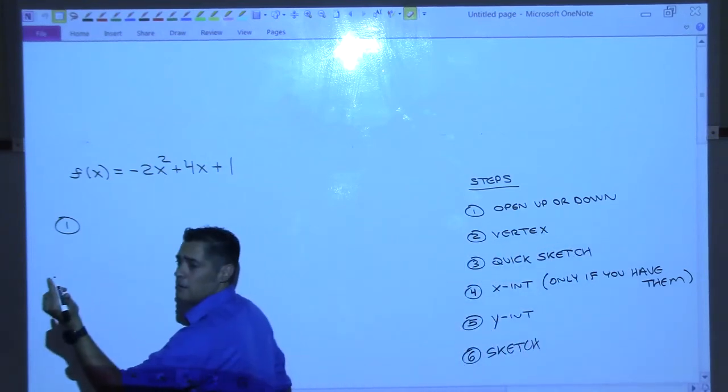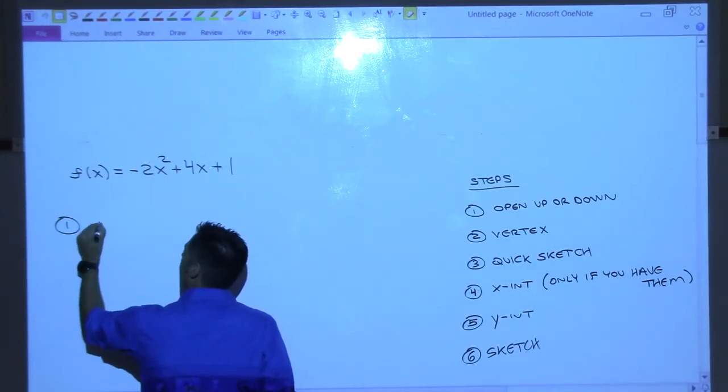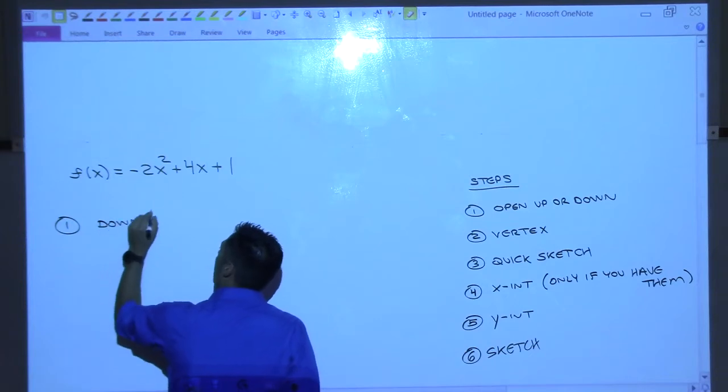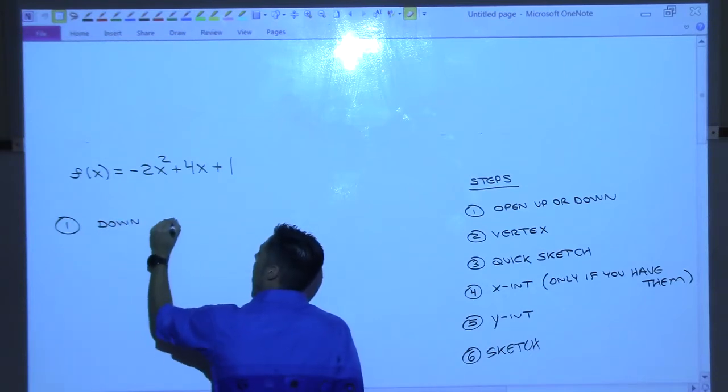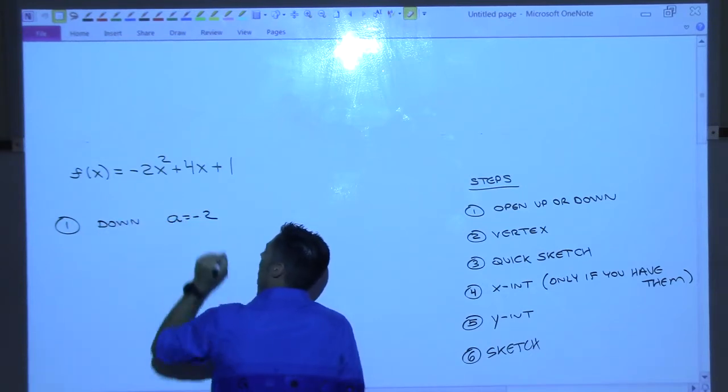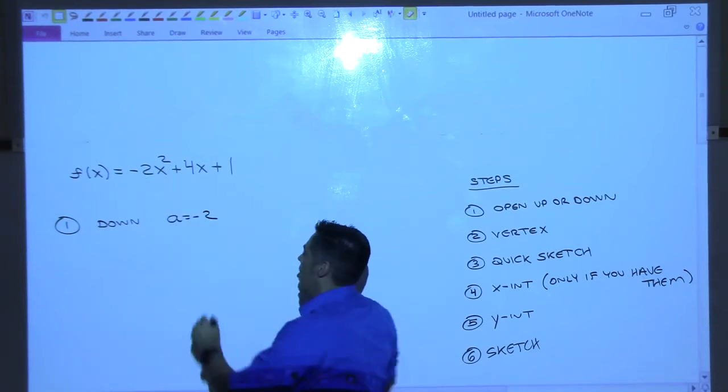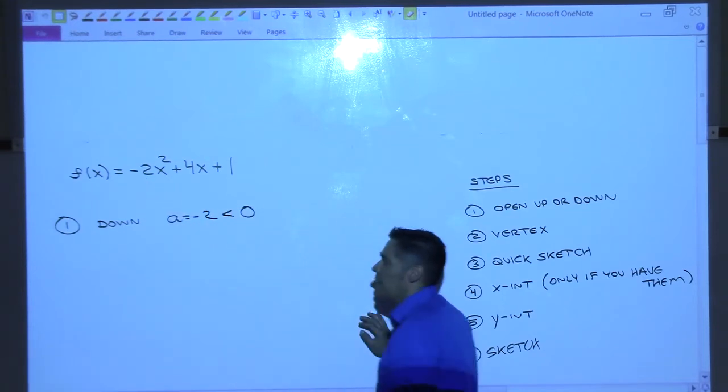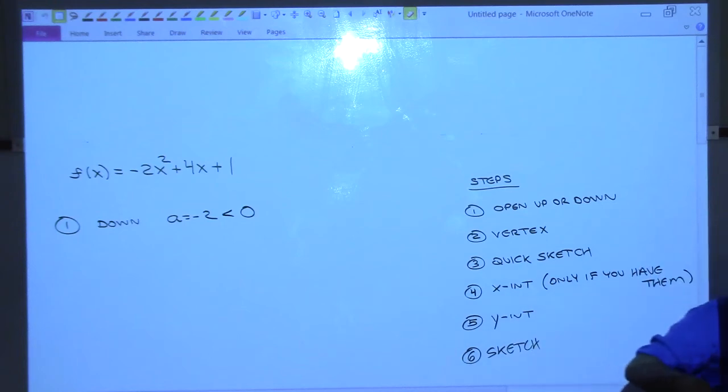Why does it open down? Because it's less than 0. What's less than 0? A. So what's A in the problem? -2. So A is -2. Everyone have that? That's -2, and that is less than 0 because it's a negative number. Because less than 0, we know it opens down. So you already know your parabola looks like that, right?